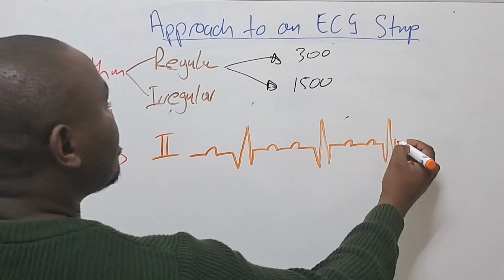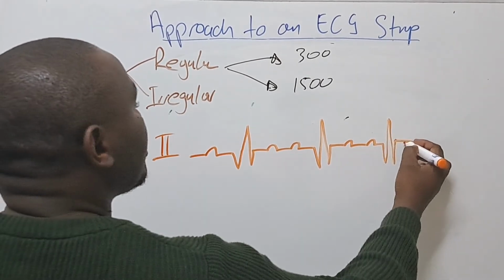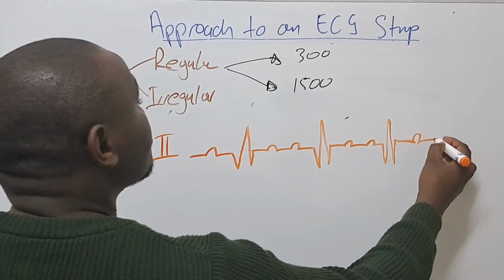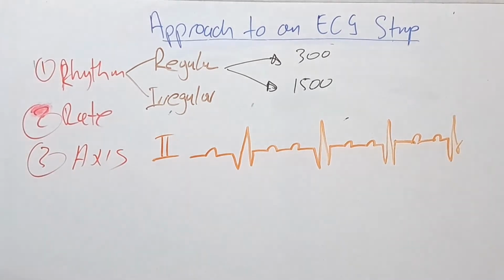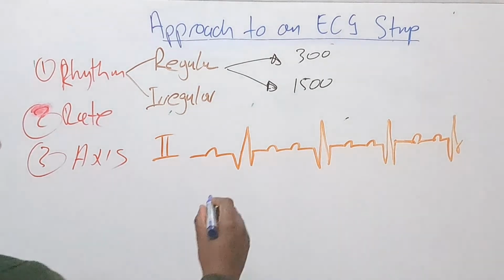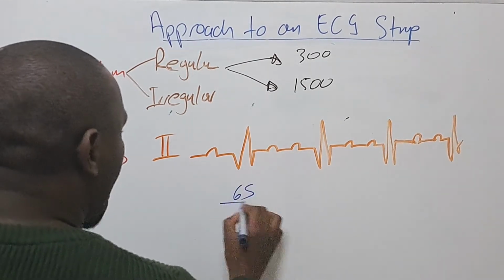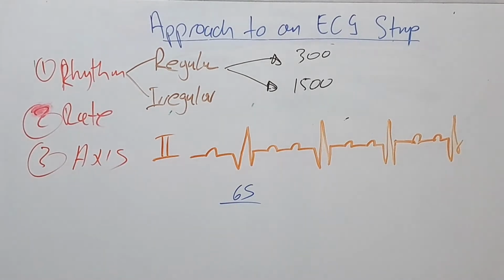Let's say this is our rhythm strip. So let's say that's our rhythm strip. Like we said, the rhythm strip goes on for 6 seconds. That's very important. That's what we know.